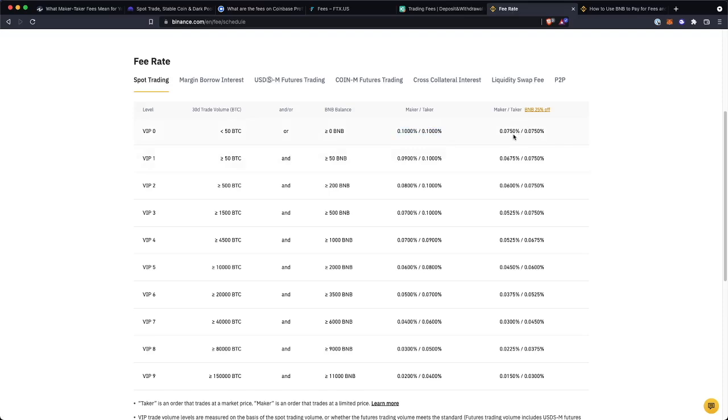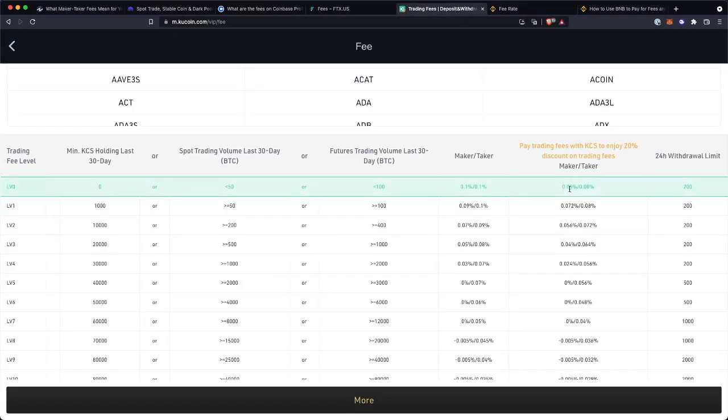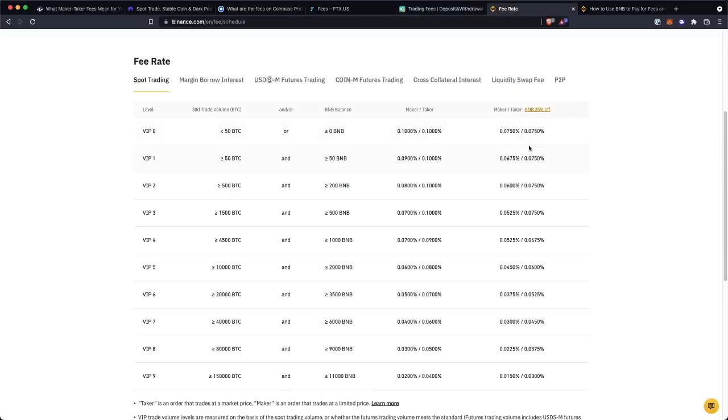And then they also do something similar to Kucoin, which is if you pay in their BNB cryptocurrency, you get 25% off. So that's actually beating out Kucoin even. So you can see 0.08% if you pay in KCS and 0.075% if you pay in BNB. It's really easy to pay in BNB. All you do is select that option when you're making your trade and ensure that you have enough BNB in your account to pay the fees in BNB.